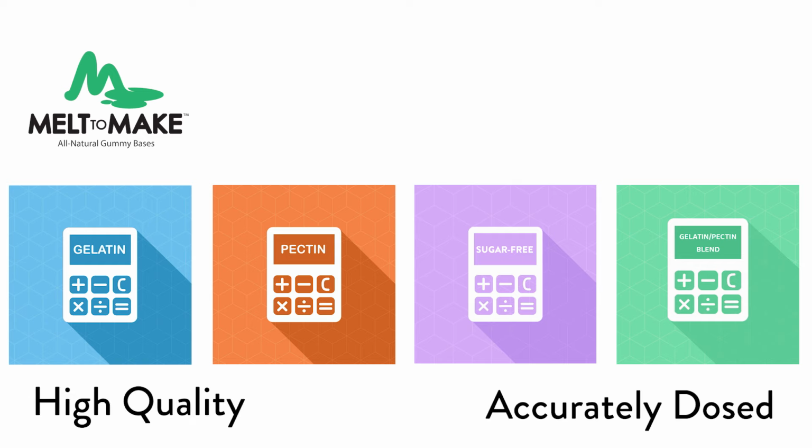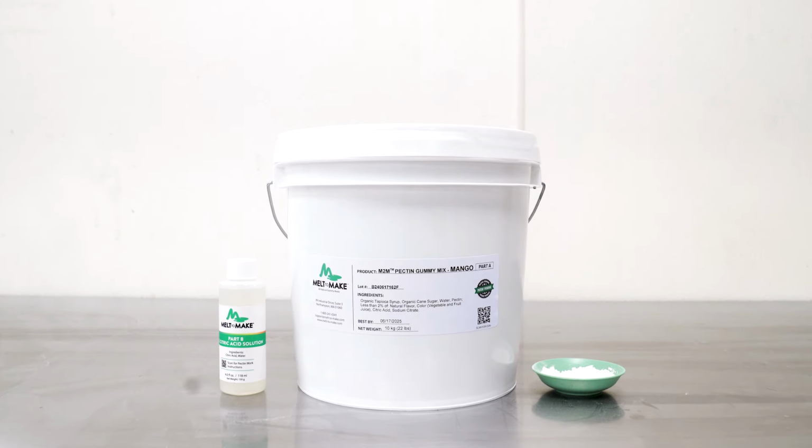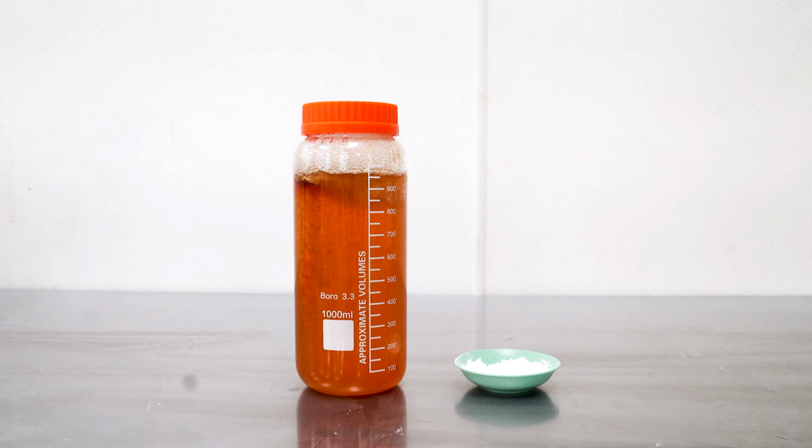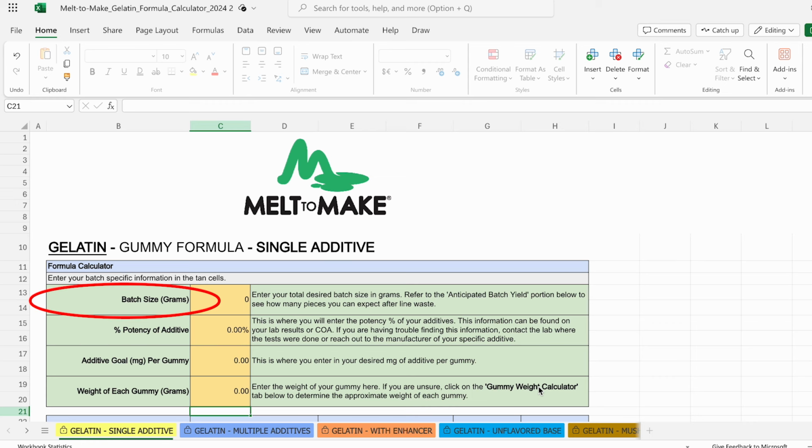To use our Melt-to-Make calculators, you simply need to enter some basic information about the batch that you would like to produce and the additives that you will be using. First, you need to enter your batch size.